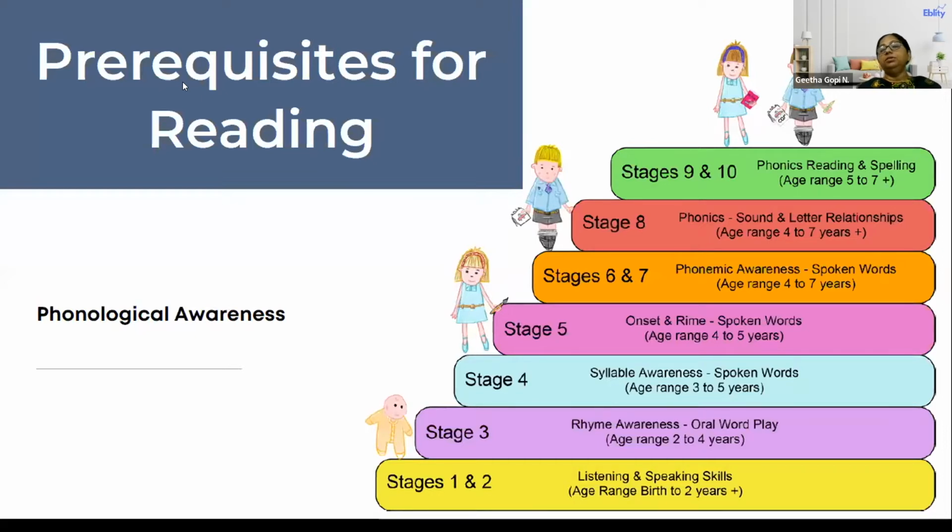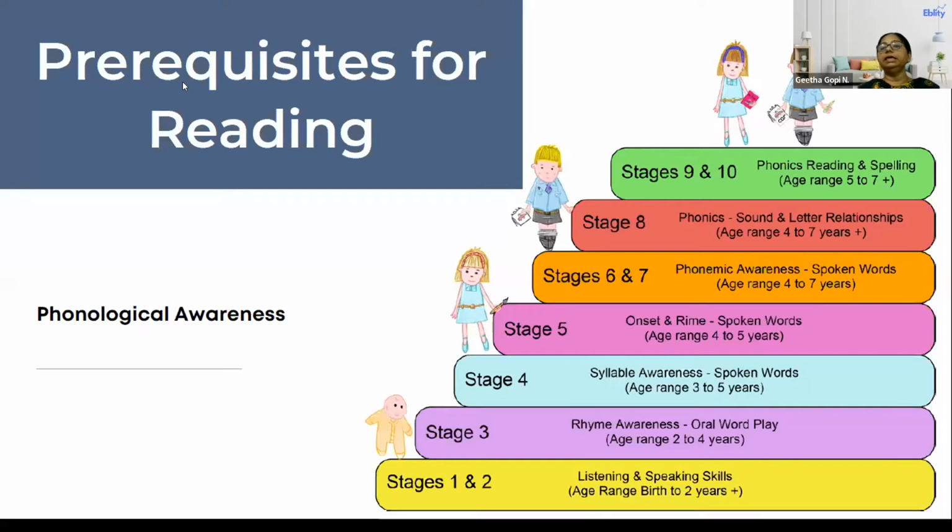And then we come to stage 8, which kind of coincides with stage 6 and 7, where phonics starts developing. And phonics per se is where we come into the print. From spoken, we are moving into the written part of it, or the print part of it, where letters of the alphabet are introduced, and the sounds which were earlier spoken sounds start getting connected to the letter, or the shape of the letter. So the letter sound relationships, which is known as phonics, start developing.